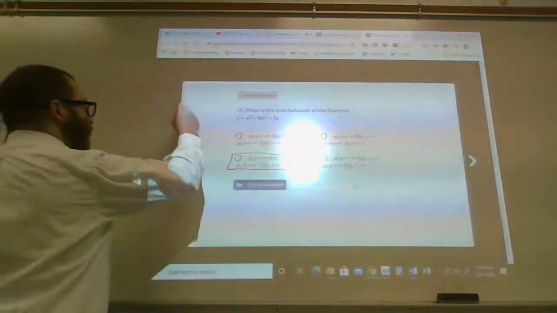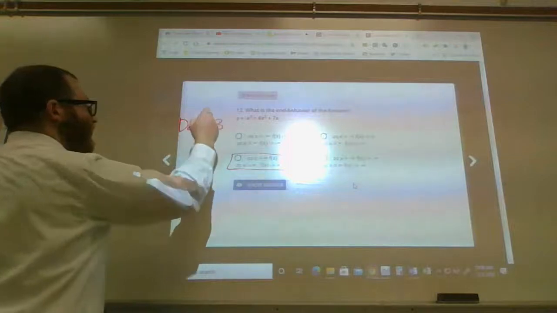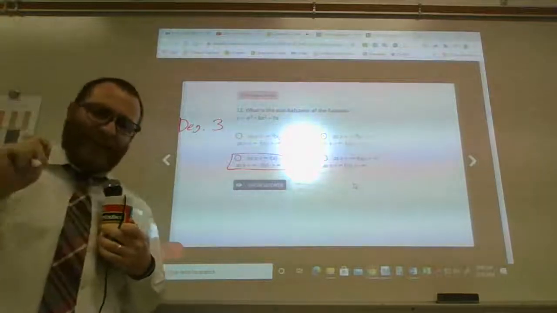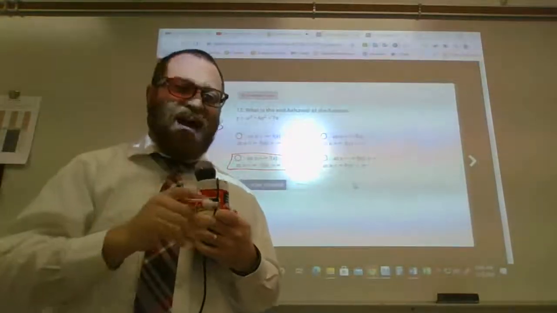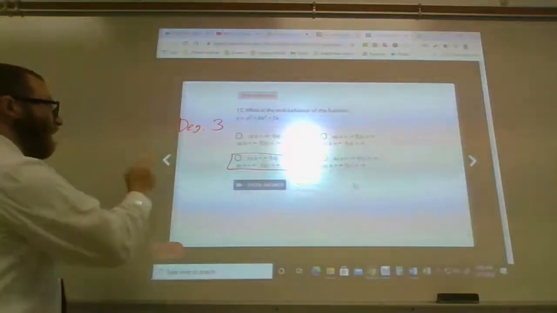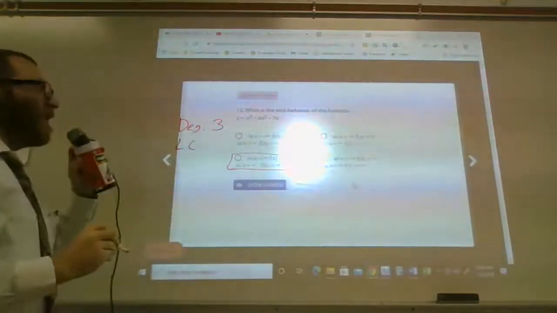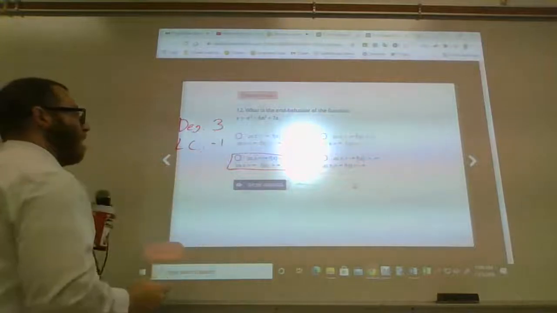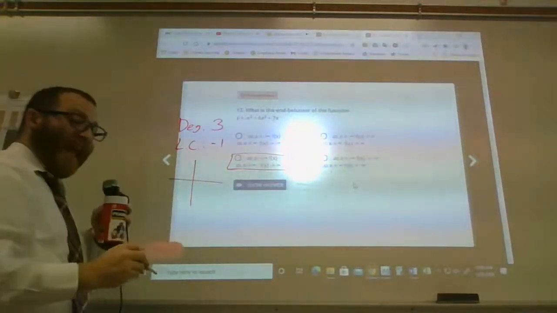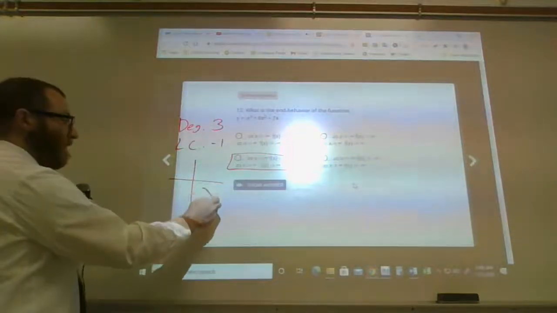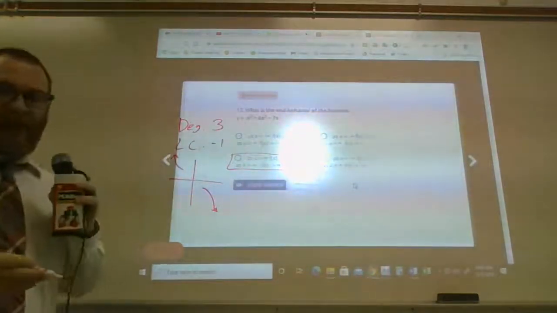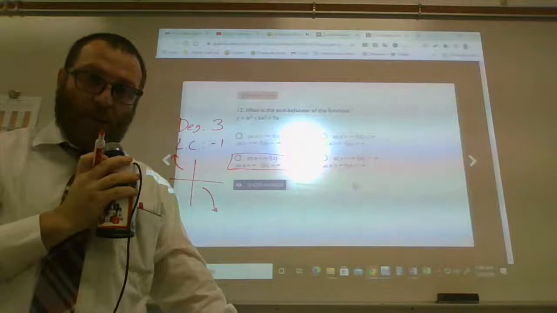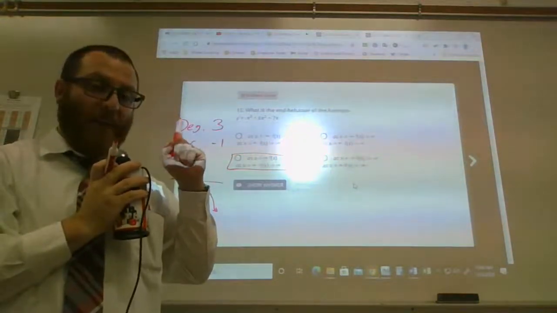But the degree of this polynomial is 3, meaning it is an odd degree. And since it is an odd degree, the end behavior must go in opposite directions. The leading coefficient, which is the number in front of the variable with the largest degree, is a -1. Meaning that if I were to sketch the end behavior of this graph, it would look something like that. To the right, it's going down, and to the left, it's going up.